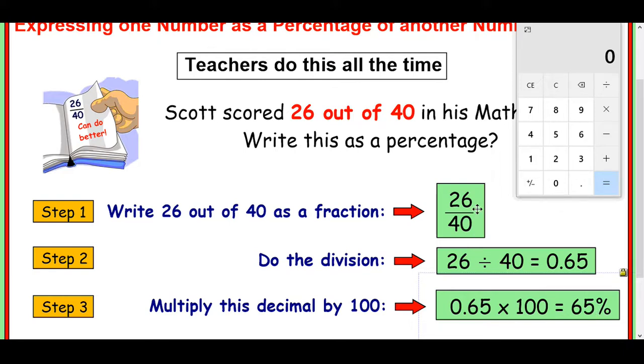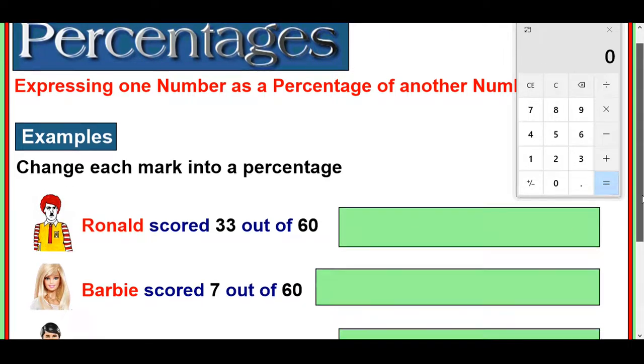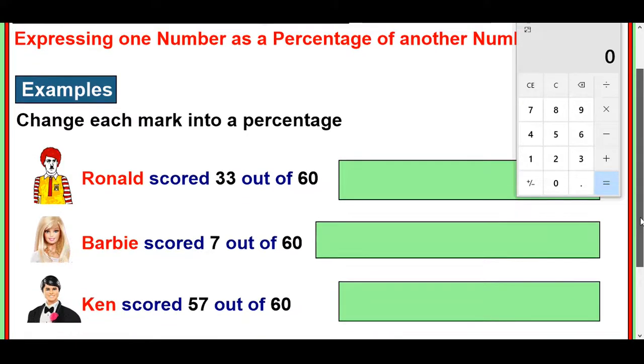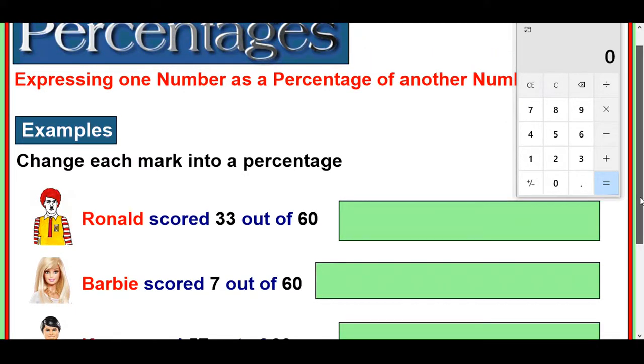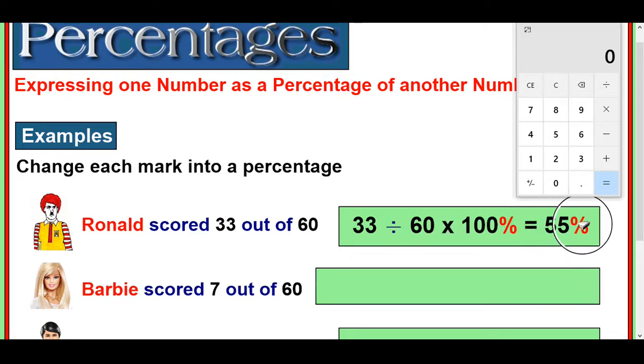So dividing the two numbers and then times them by 100 will turn any kind of test score into a percentage. Well, if I look at 3 examples here, I've got Ronald McDonald, Barbie and Ken, each scoring different scores out of 60. So Ronald, he was kind of middling, wasn't he? Just a bit over halfway. So if we're trying to turn that into a percent, just do 33 divided by 60 and then times it by 100. And if you type that into your calculator, you should get 55%, again, just over halfway.